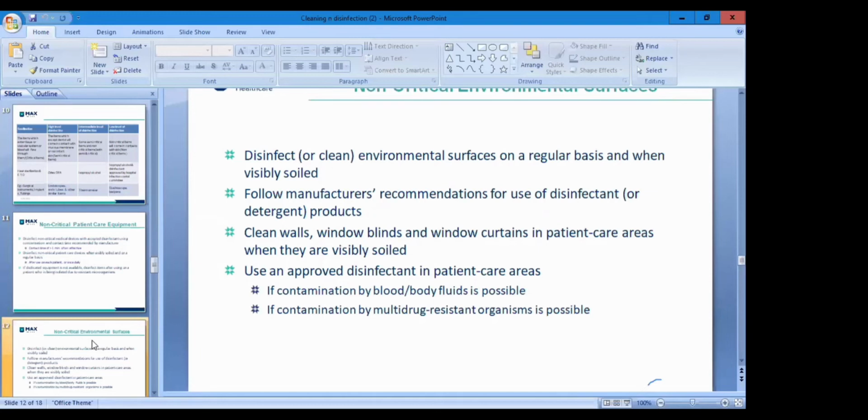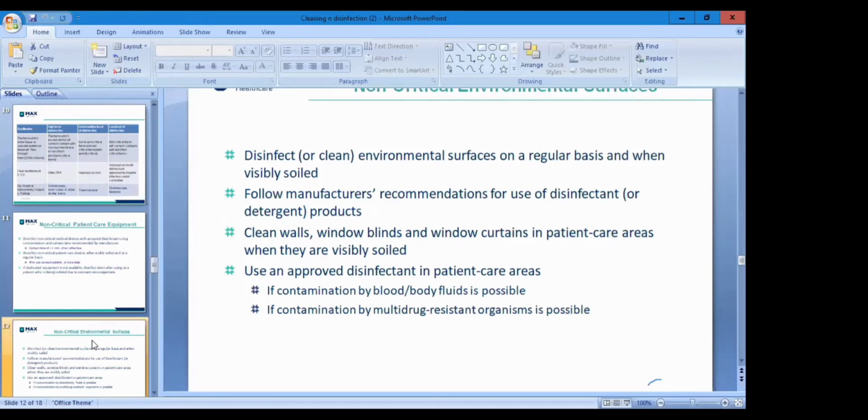I'll explain what happens if a spill occurs and how we clean it. There is a protocol, and all of these follow the manufacturer's recommendations for disinfectants. In the OT, clean walls, window blinds and window curtains in patient areas if they are visibly soiled. If they are soiled so much, they need to be changed.